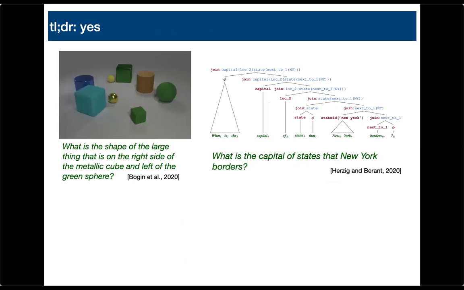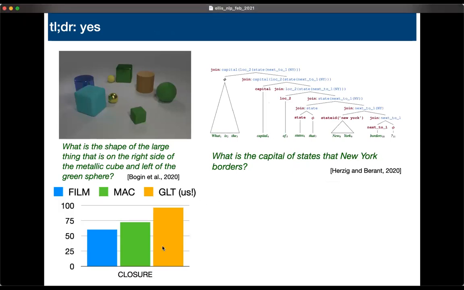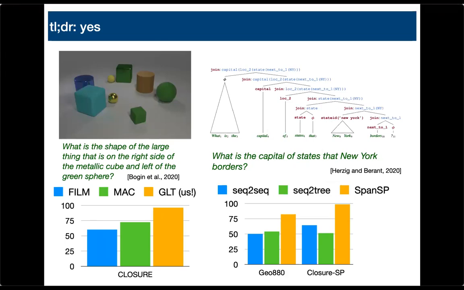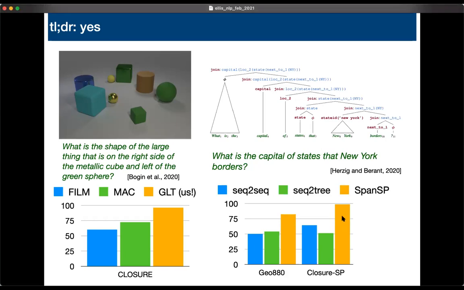So we show this in two different works. One in visual question answering on the left here, where yellow is us in general, and our model is a lot better than previous work in terms of compositional generalization on these synthetic visual question answering tasks. And also in semantic parsing, which is mapping from natural language utterances to logical forms or programs, we get substantial improvements by having these tree-based inductive biases.